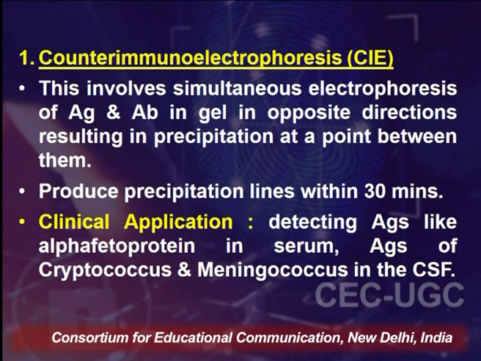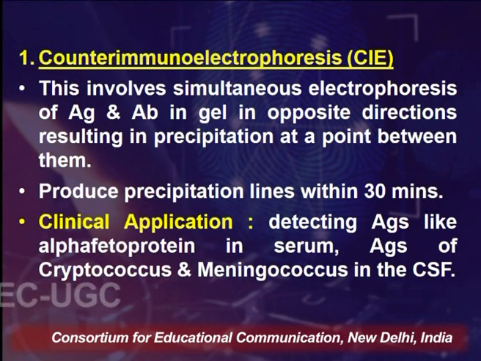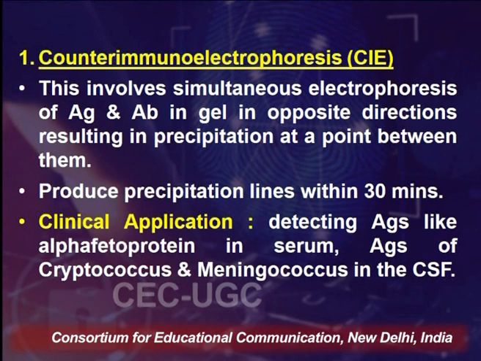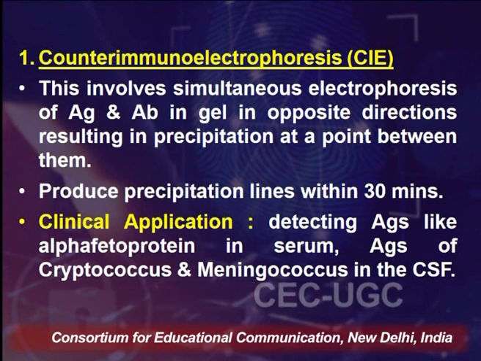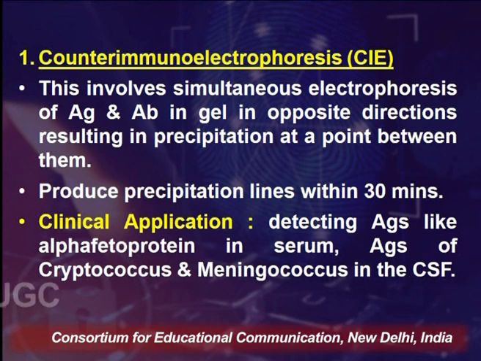In counter immunoelectrophoresis, also known as CIE, it involves simultaneous electrophoresis of antigen and antibody in gel in opposite directions, resulting in precipitation at a point between them.